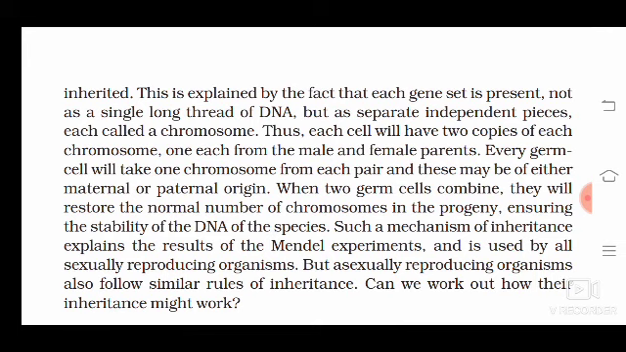The trait will go in the 2 copies of DNA and it will flow. Okay? Such a mechanism, they will restore the normal number of chromosomes in the progeny, ensuring the stability of the DNA of the species. Such a mechanism of inheritance explains the result of Mendel experiments and is used by all sexually reproducing organisms. But asexually reproducing organisms also follow similar rules of inheritance.